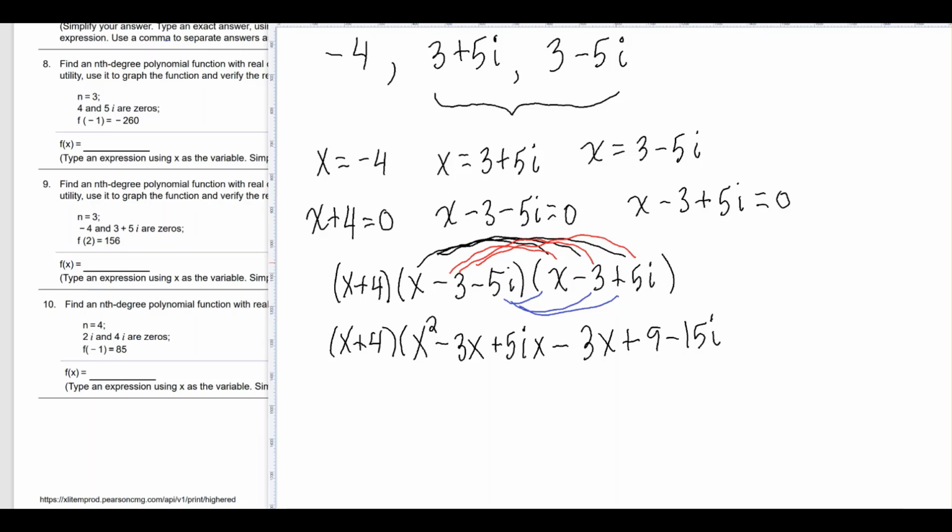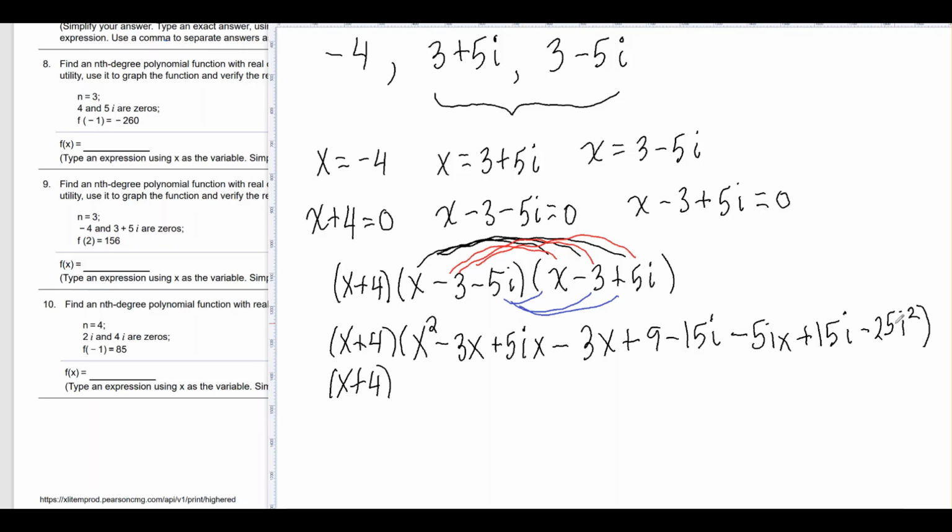So that's going to be minus 5ix plus 15i and minus 25i squared. Now I need to clean up this long factor, x plus 4.